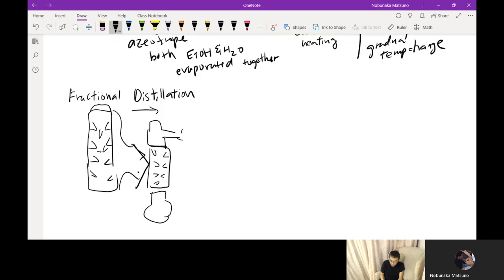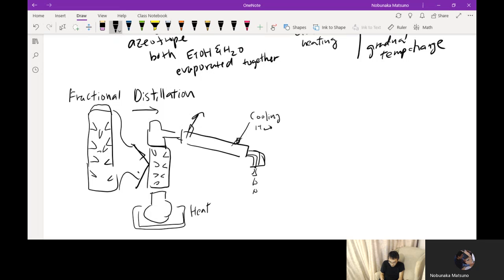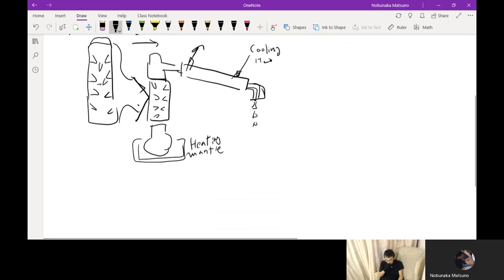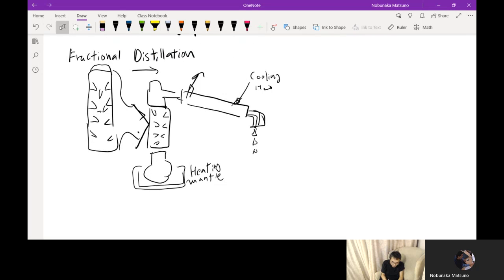You attach that, and then you have your condenser tube and cooling water in and cooling water out, and then you have your vacuum adapter, and you just collect your sample, and you have your heating mantle. So this is the fractional distillation column, so I'm going to call it FD column. Now, what does it do?